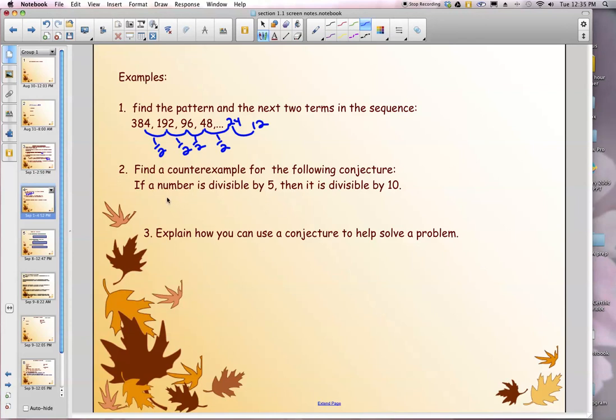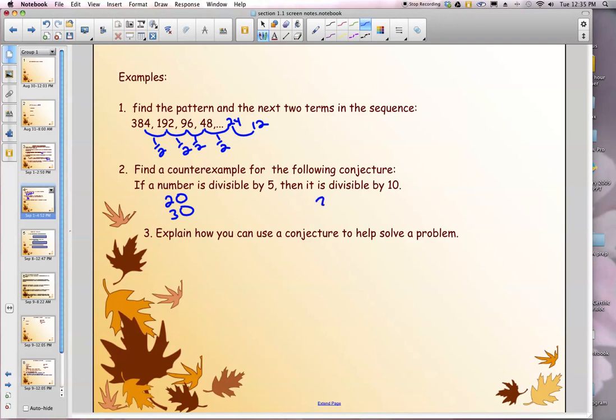Another kind of problem you're going to see is, can you find a counterexample for a conjecture or for a conclusion? The conclusion that I've come to is that if a number is divisible by 5, then it's divisible by 10. Okay, that works. For example, the number 20. Number 20 is divisible by 5. It's also divisible by 10. 30 works. 30 is divisible by 5. It's also divisible by 10. These numbers follow the conjecture.